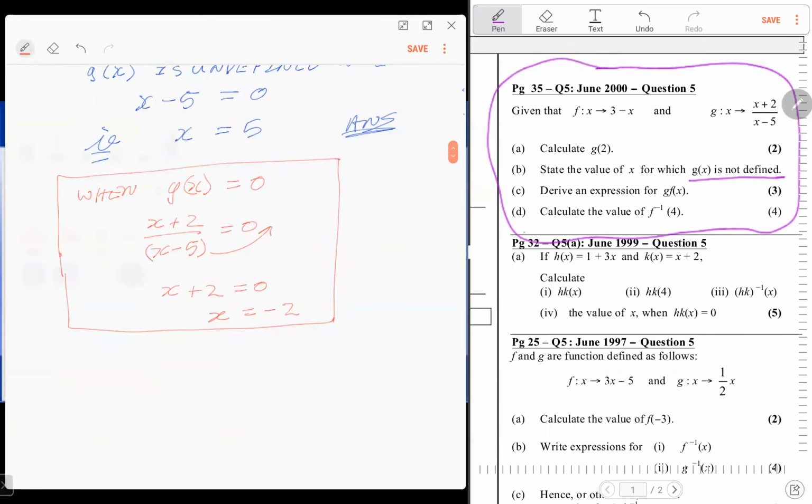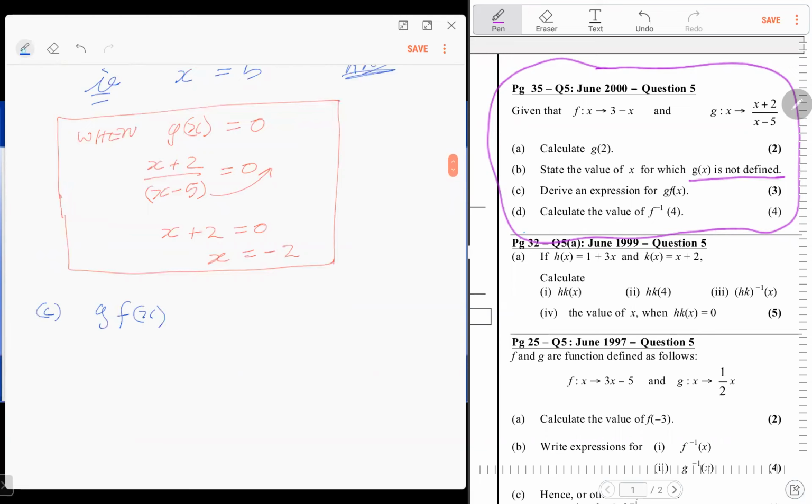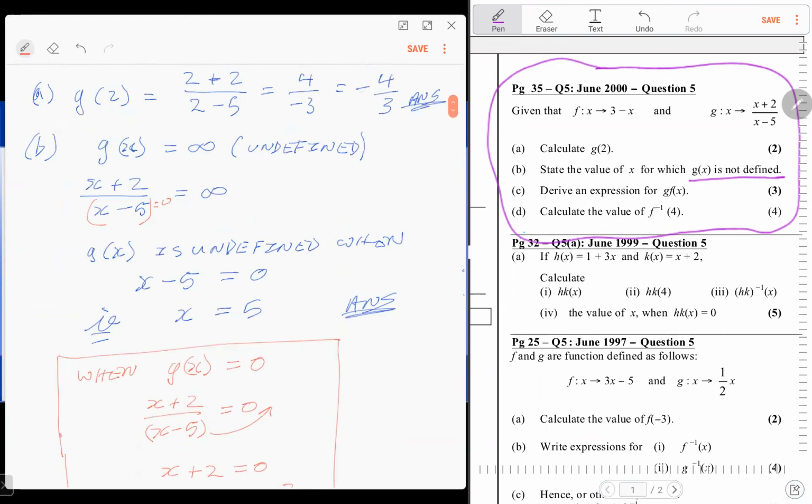All right. Part C. We're just completing the question now. So part C is first to find g of f of x. All right. So g of f means f into g. Remember, it means f into g. So let's look at the f and the g up here.